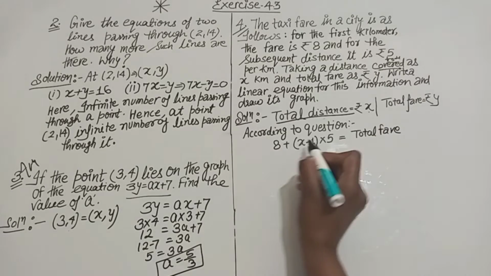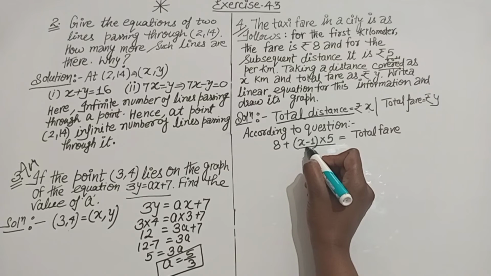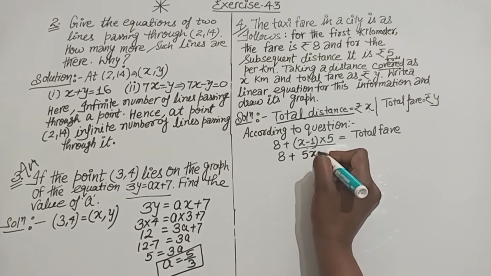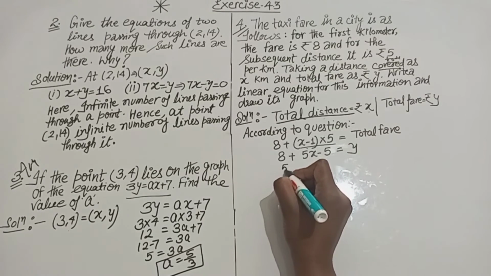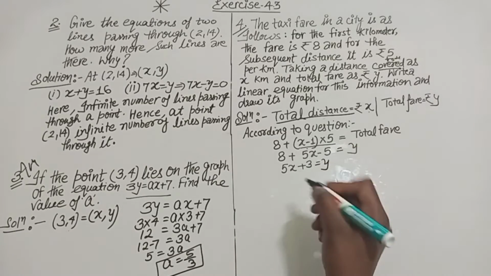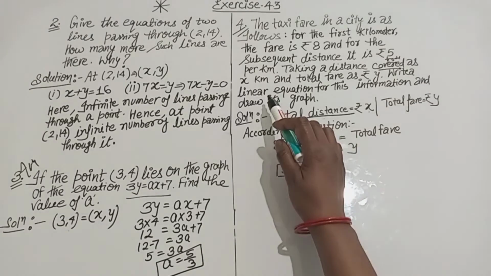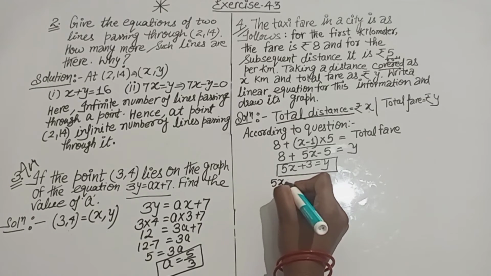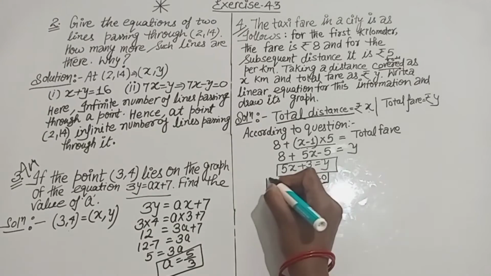So the first kilometer is 8, and the remaining distance is multiplied by 5. So 8 plus 5x minus 5 is equal to y. This is 5x, and 8 minus 5 is 3. So this is our linear equation. In the ax plus by plus c form, we write 5x minus y plus 3 is equal to 0. This is a linear equation in two variables.